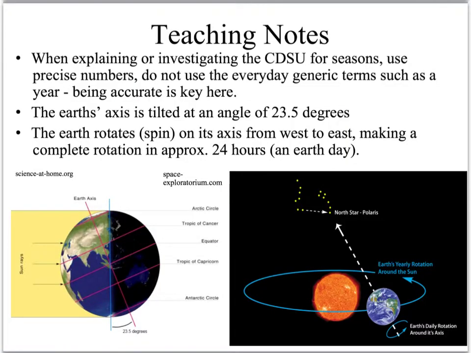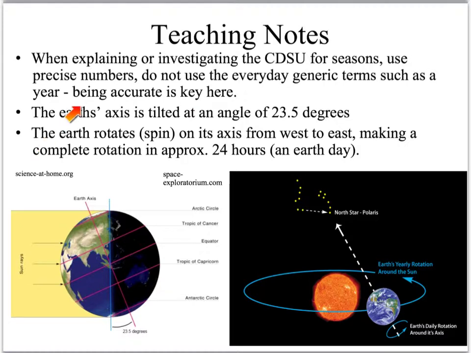One revolution of the Earth takes slightly more than a year, 365.25 days. That is why we add the extra day every 4 years. When explaining or investigating the science, use the precise number. Do not use everyday terms such as year. The key is being as accurate as possible.